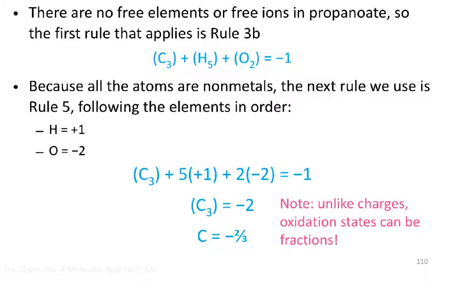And so then we are left with the fact that they need to add up to -1. So each carbon is assigned a charge of -2/3 because there are 3 carbons for a total charge of -2. So each one gets a -2/3 oxidation state. Sorry, not charge. And they can be fractions in oxidation states, unlike charges.